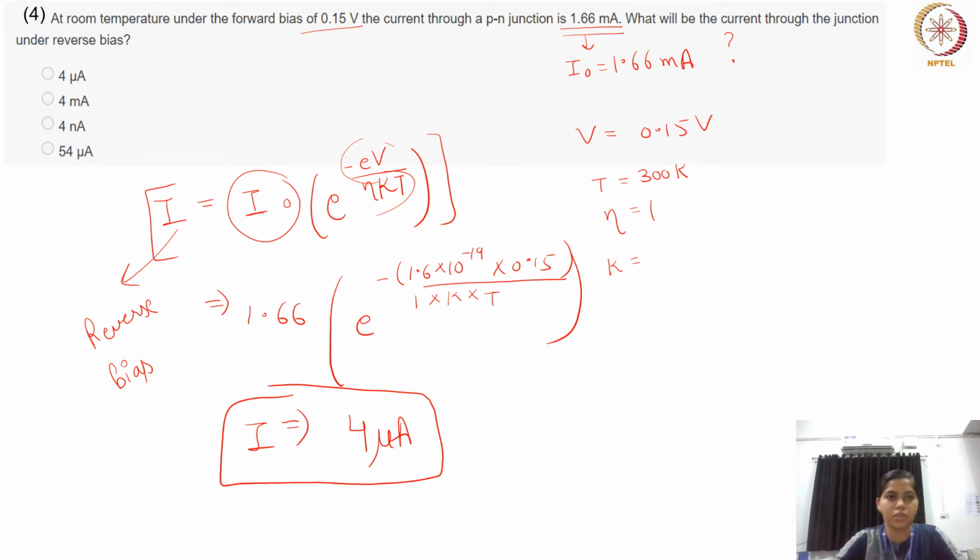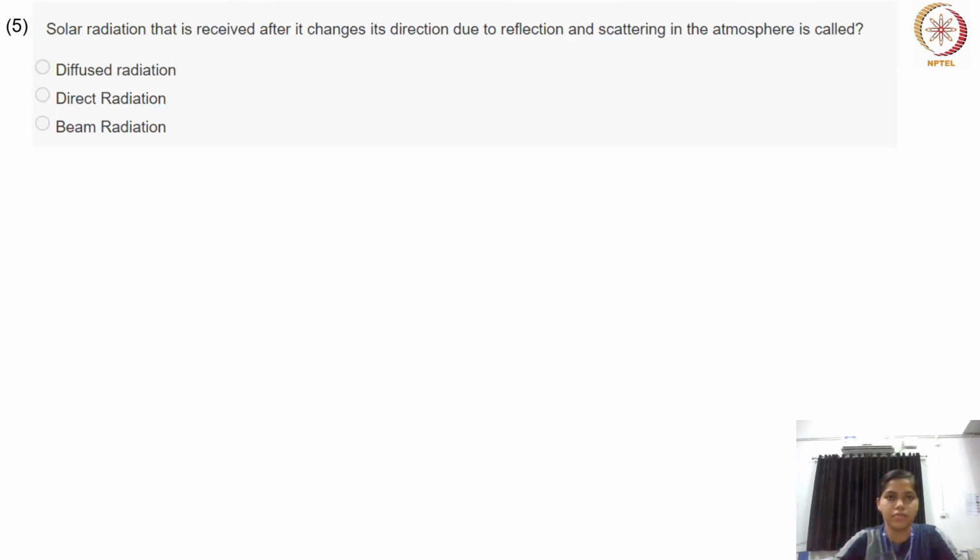So now let's move on to the next question. The solar radiation that is received after it changes its direction due to reflection and scattering in the atmosphere is called diffuse, direct, or beam radiation. So you can try this question. What will be the correct answer? Will it be diffuse radiation, direct, or beam radiation?